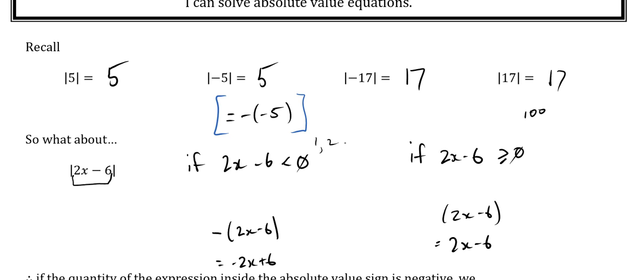But where's the crossover? Where does this become important? Well, how do we figure that out? Move the 6 over. And so 2x is less than 6. Divide both sides by 2. When x is less than 3, we multiply the whole expression by a negative. When x is greater than or equal to 3, we could leave the expression alone.